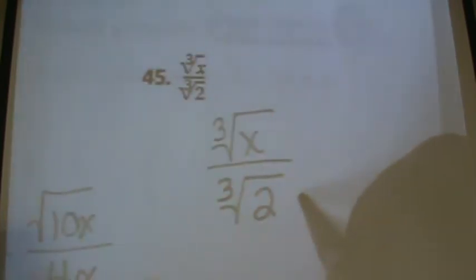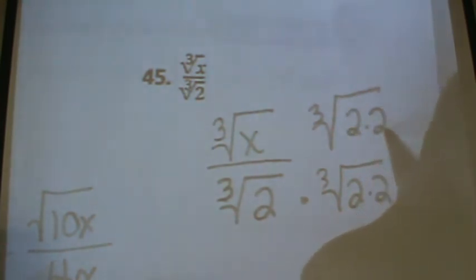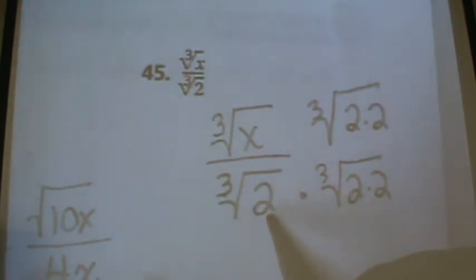What do I need here so I can get 3 of the same number? This is what I need. To get 3 2's, I need 2 more of them. I have 1, I need 2 more. So we're going to put this all together. This is going to be 2 times 2 times x.